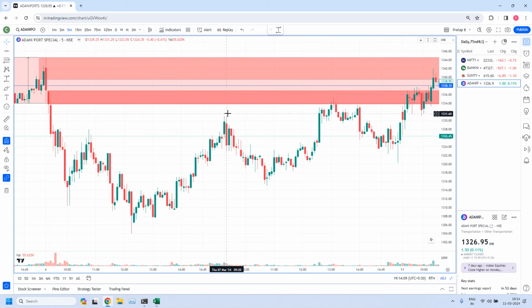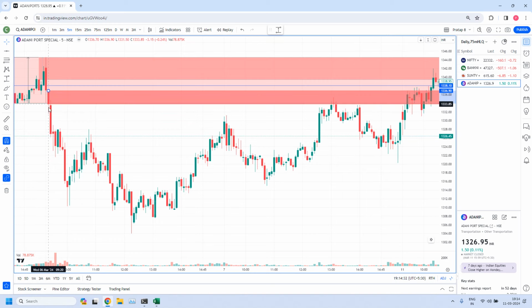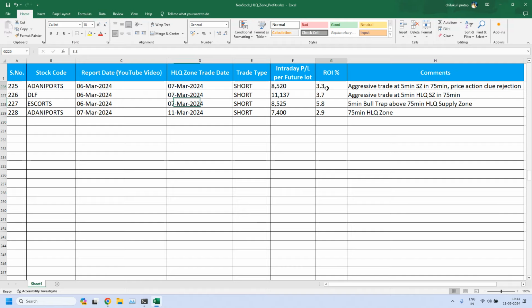Because we got a price action close before this zone. If you draw this week to week, we have a price action close, and prices are very near to this zone. But as per our high liquidity rules, we need to take trades inside this 75-minute zone. So we reduced the risk by going for type 2 proximal. On the last trading session, Thursday the 7th, because Friday is a holiday, price entered and we got a trade. On that day we got around 3.3% ROI, about 8,520 rupees profit.